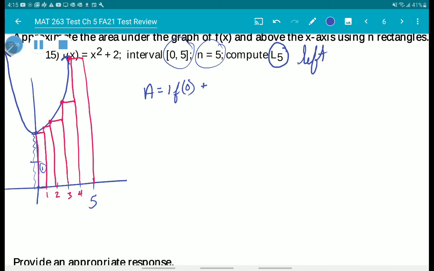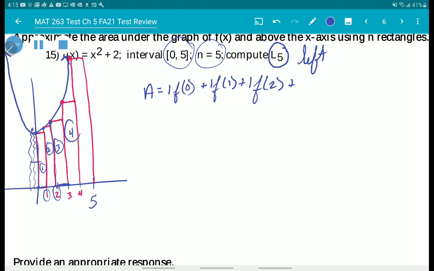Second rectangle, rectangle 2, still has a width of 1. The distance between 1 and 2 is 1. But to figure out the height, how tall is this? It's going to be from here to here. Well, I'm going to use that left point at 1. So I need to find f of 1. The third rectangle has a width of 1. Distance between 2 and 3 is 1. To find the height, I've got to use that left point, which is at 2.